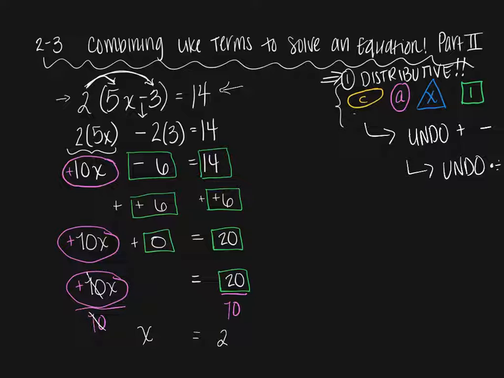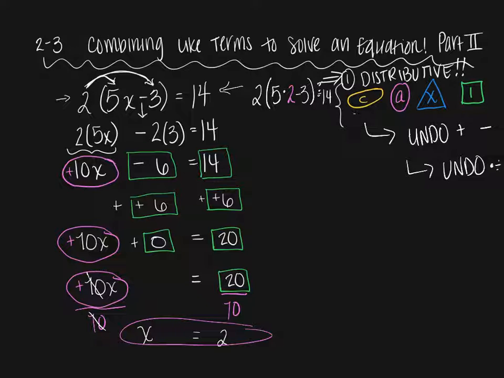Now remember, if you wanted to check this, you would have to come back up here to your original equation and plug it in. So let's do that really fast, just to make sure this works. So I have 2 times 5x, which is the same as 5 times 2 minus 3. And I'm saying that's equal to 14, and I want to check that.